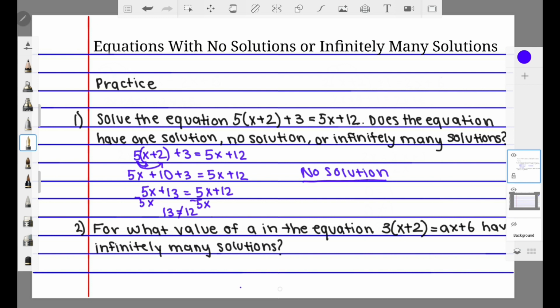All right, for our next practice problem, for what value of a in the equation 3 times x plus 2 is equal to ax plus 6 have infinitely many solutions? All right, let's solve it further.